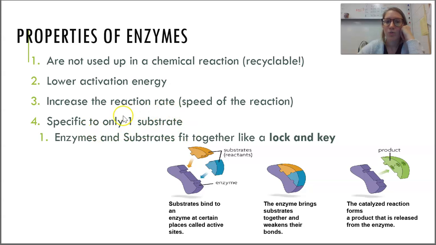And they're specific to only one substrate. So you have one specific enzyme for creating hemoglobin. You have another specific enzyme for helping you with cellular respiration and breathing. Enzymes and substrates fit together like a lock and a key, or like puzzle pieces.